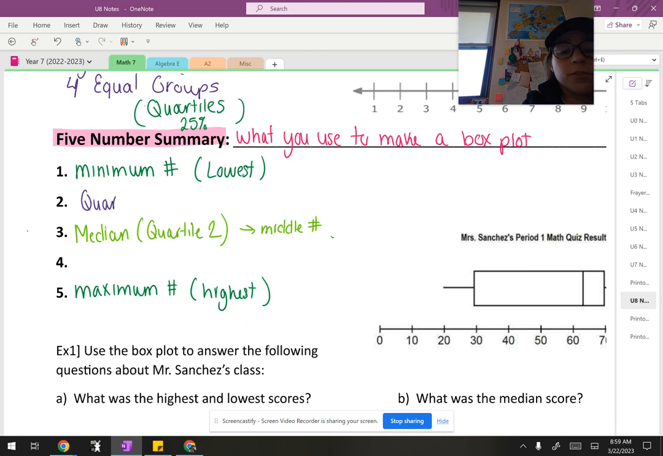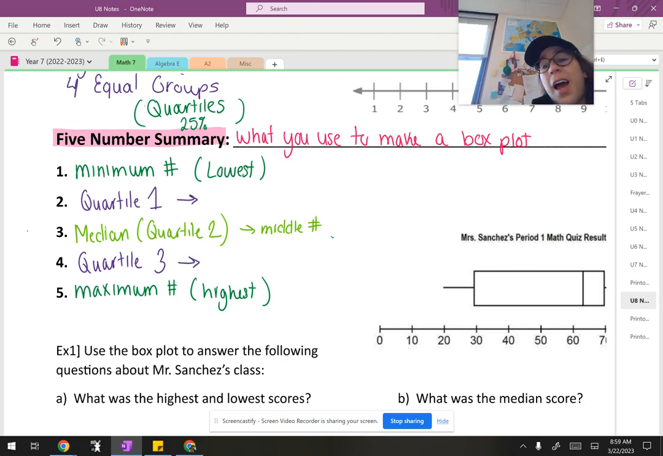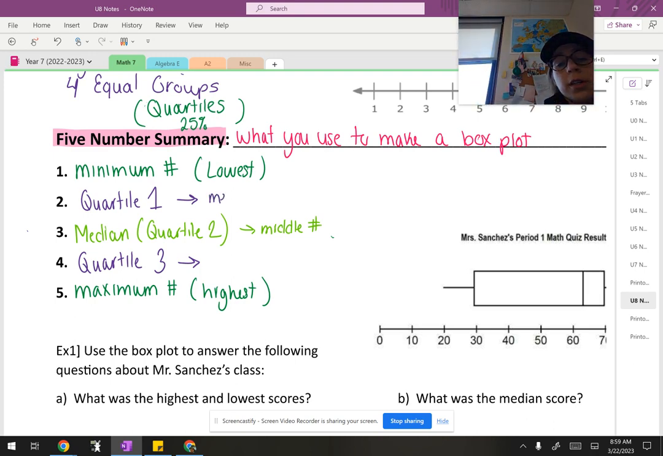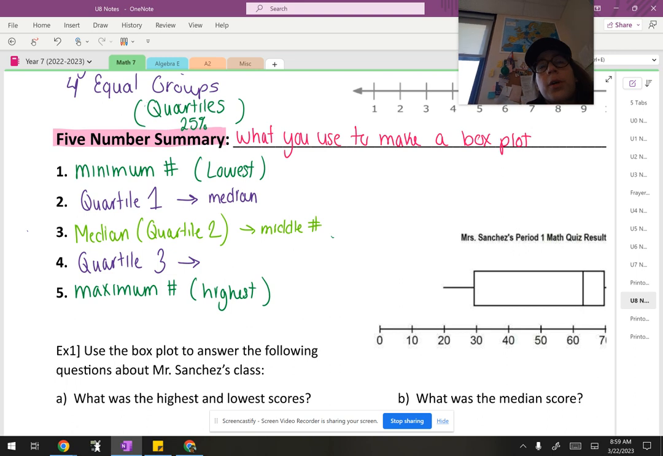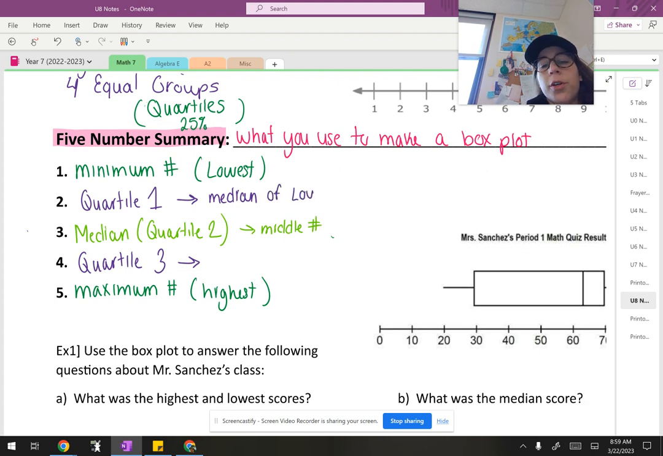Number 2 for the 5-number summary is going to be quartile number 1. And then quartile number 3 would be the 4th number. And to find those quartiles, we're just finding more medians. Quartile 1 is the median. It's not another way to find a median. It's another median. Quartile 1 is the median of the lower half of the data. And quartile 3 is the median of the upper half of the data.